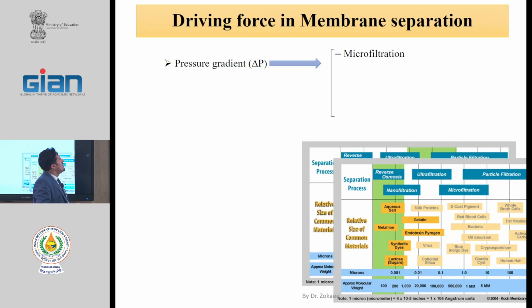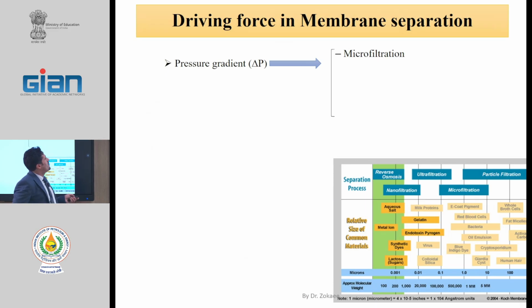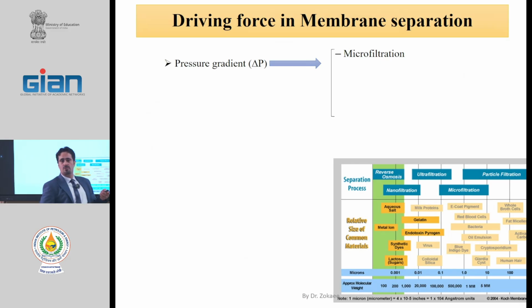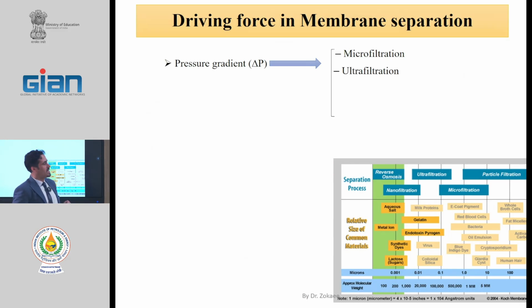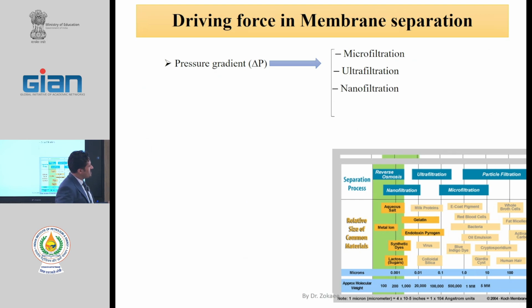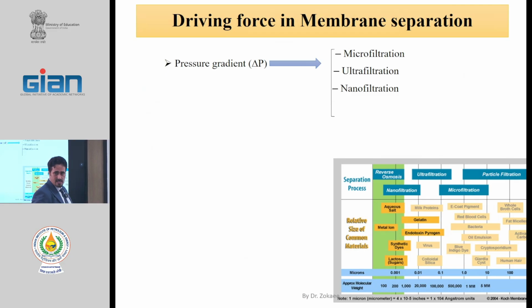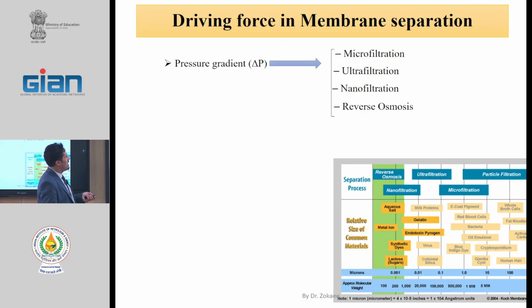Based on the driving force, we can have different membranes for pressure gradients. We have microfiltration, ultrafiltration, nanofiltration, and reverse osmosis. In microfiltration, we can separate big particles, bacteria, and others.